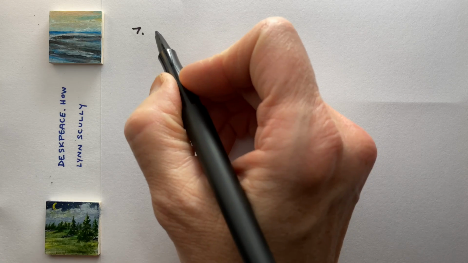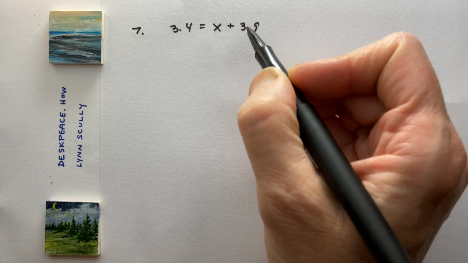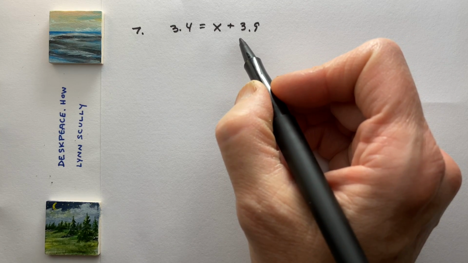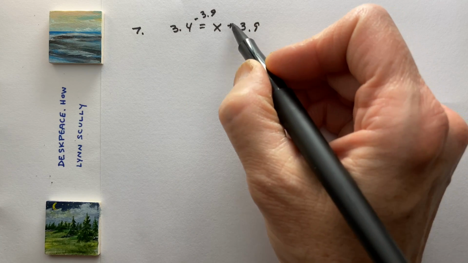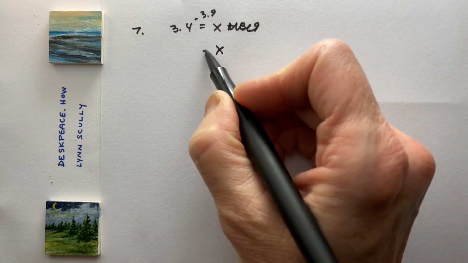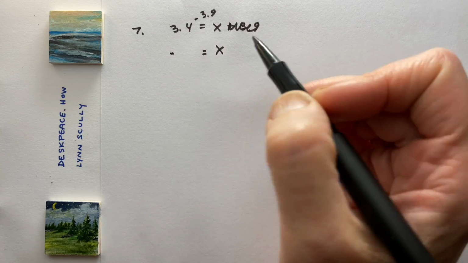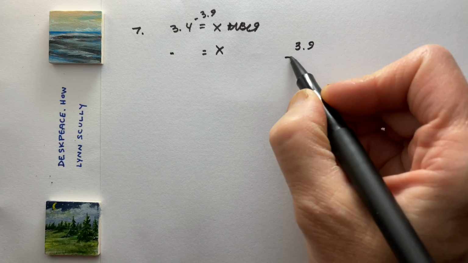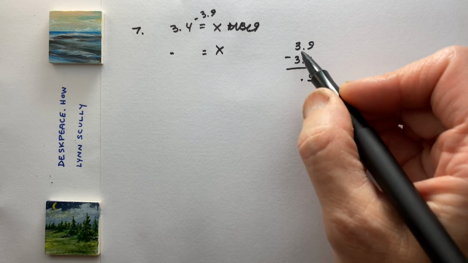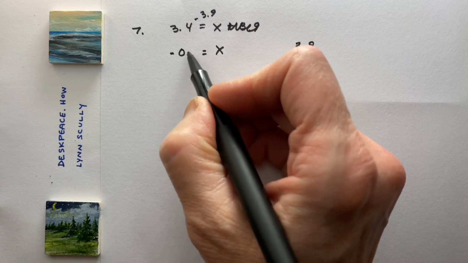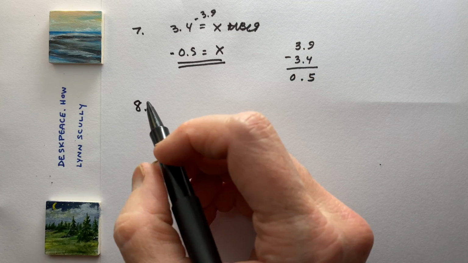Number 7, 3.4 equals x plus 3.9. I want to get the x alone. 3.9 is attached by addition, move it by subtraction to the other side of the equal sign. My x is alone. Now I can just clean this up. Well, 3.9 is bigger than 3.4, so the overall answer is going to be negative. Then I have to subtract 3.9 minus 3.4. Line up the decimal. 9 minus 4 is 5. 3 minus 3 is 0. Negative 0.5.